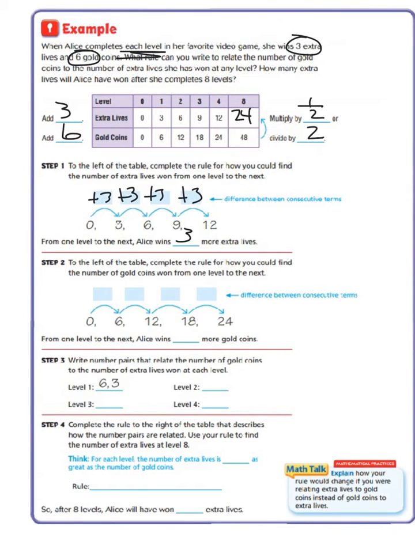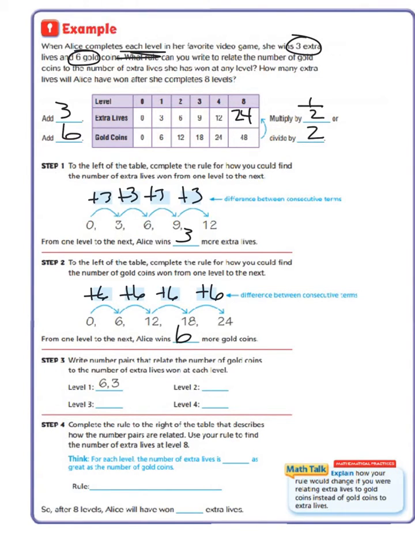Now step 2, it says to the left of the table, complete the rule for how you would find the number of gold coins won from one level to the next. Well, we know that 0 plus 6 equals 6, 6 plus 6 equals 12, 12 plus 6 equals 18, 18 plus 6 equals 24. So from one level to the next, Alice wins 6 more gold coins.